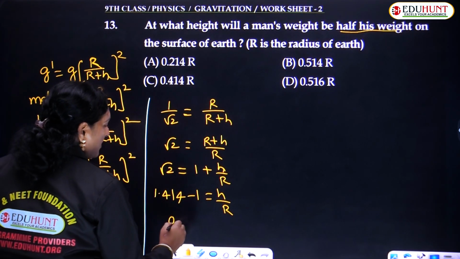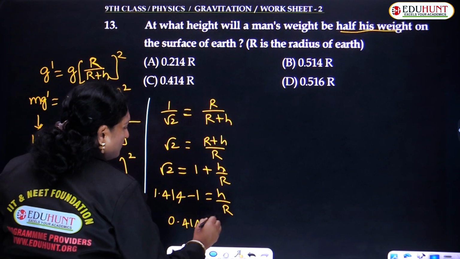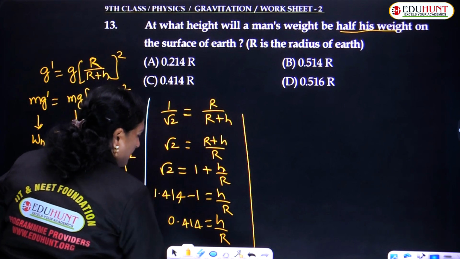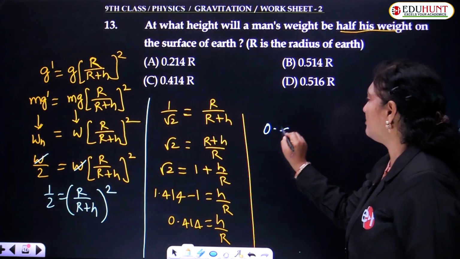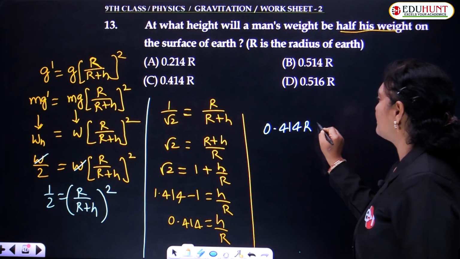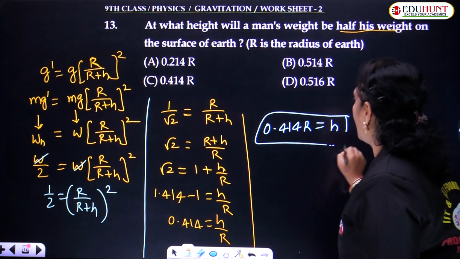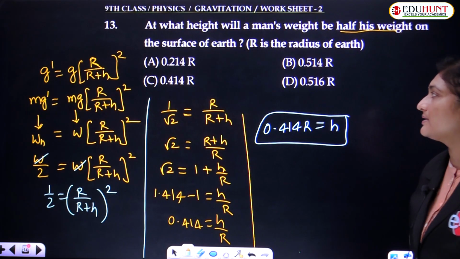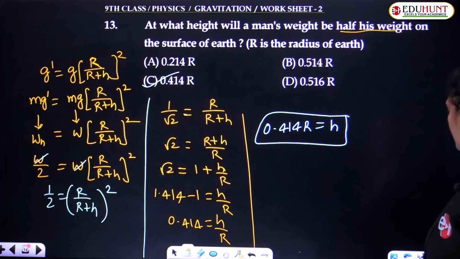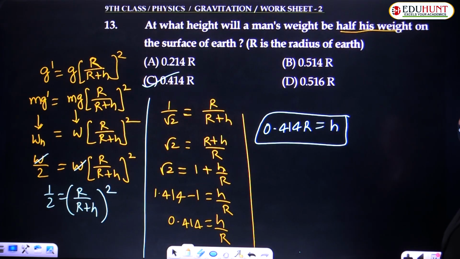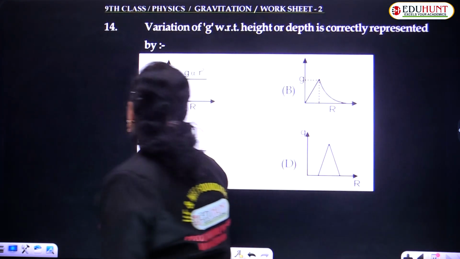1.414 minus 1 is 0.414, equals H by R. Hence, 0.414 times R will give you the height of the body where the weight becomes half. So the correct option is option C, that is 0.414 R. Let us move to the next question, children, the last question, that is the 14th question.